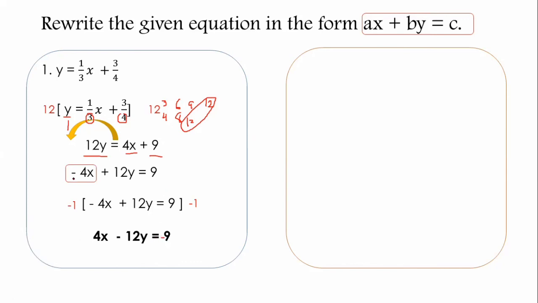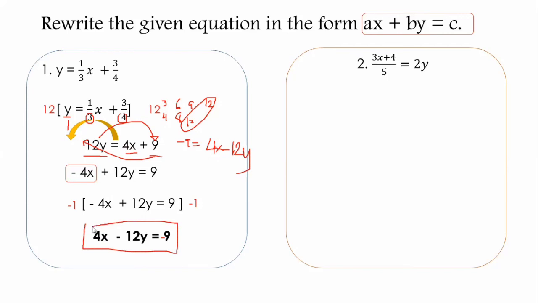So, dito pa lang pwede nang gawin yon dito. Pwedeng si 12y ilagay dito. And then, si 9 ilagay sa kabila. Kaya magiging siyang negative 9 is equal to 4x. Ayan. 4x minus 12y. Kapag binaliktad mo yan, this is 4x minus 12y is equal to negative 9, which is same dito. Okay. Next. How about kapag may na-encounter ka naman ganito?